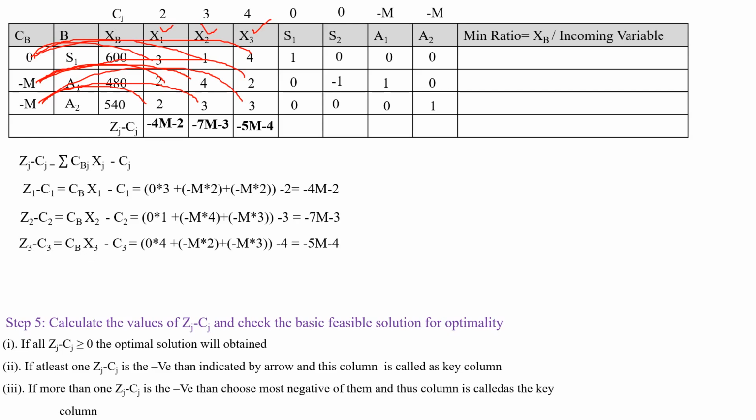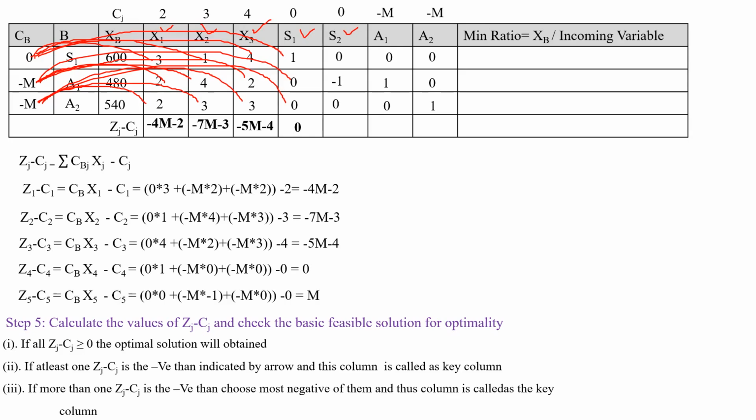Next we calculate Zj minus Cj for the S1 variable, that is Z4 minus C4, which is equal to 0 into 1 plus -M into 0 plus -M into 0 minus 0. Its value is 0. Next, for the S2 variable, that is Z5 minus C5, which is equal to 0 into 0 plus -M into -1 plus -M into 0 minus 0, which is equal to M.